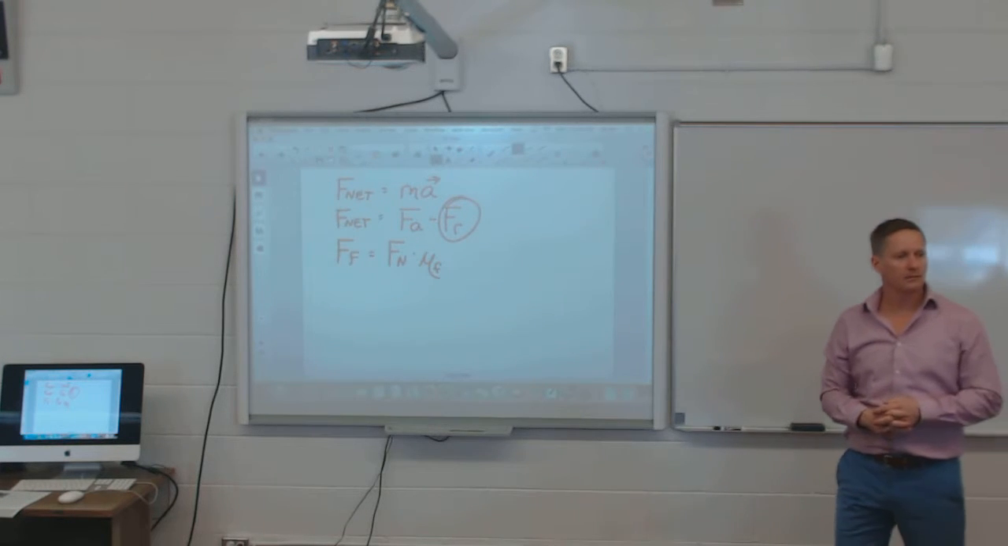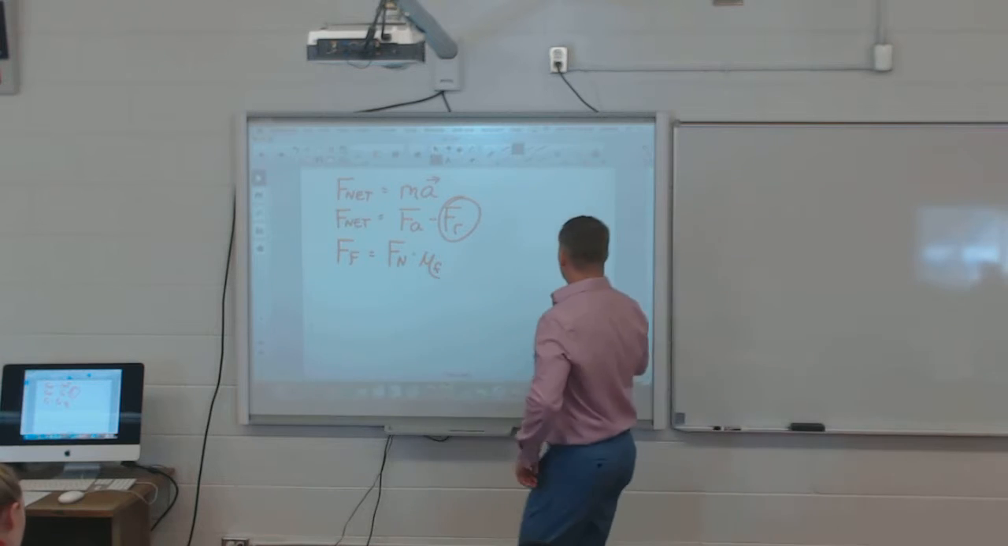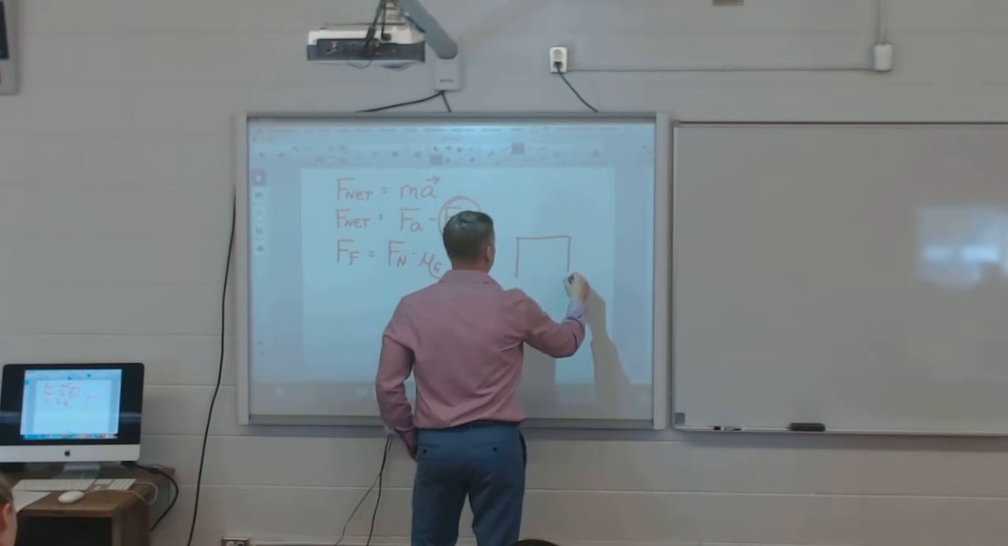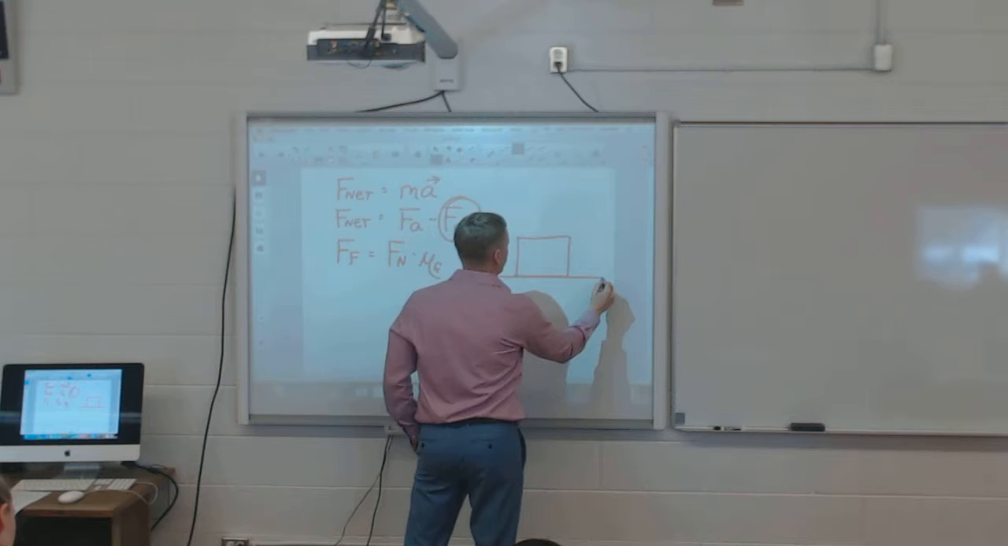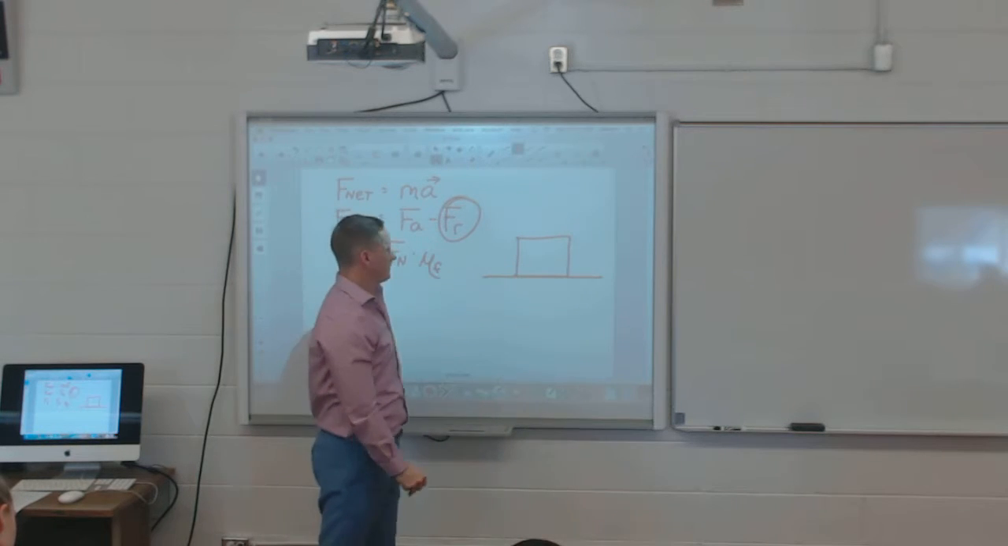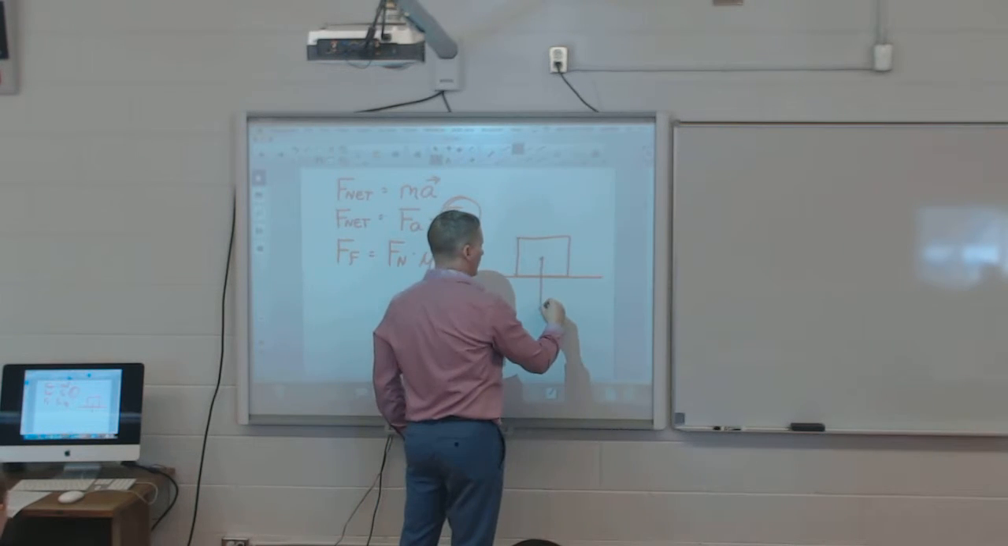Could you just draw a box and then put where each would go? Yes. Let's say that I have a box resting on a table. Your force of gravity is pulling that box down.